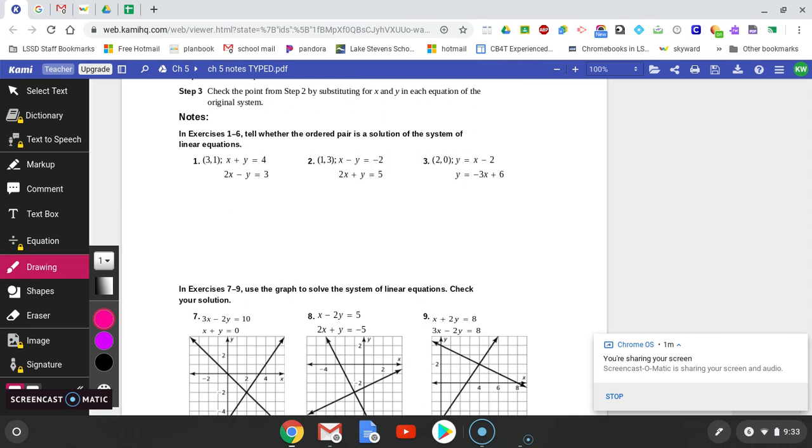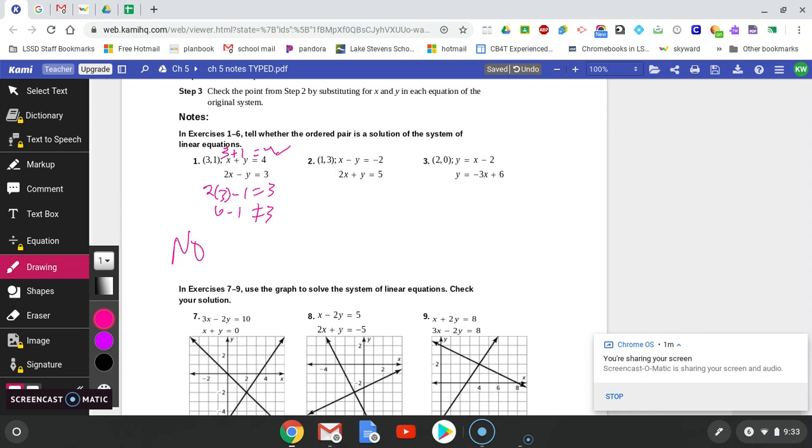So if I take the point 3, 1 and I plug in a 3 for my x and a 1 for my y, is 3 plus 1 equal to 4? Yep, so it works for that one. But now we need to try it with the second one. So I'll have 2 times 3 minus 1 equal to 3. Let's see if that works. So 2 times 3 is 6. 6 minus 1 is 5. It is not equal to 3. So that means that no, it is not a solution. It has to work for both. Otherwise, it doesn't work at all.